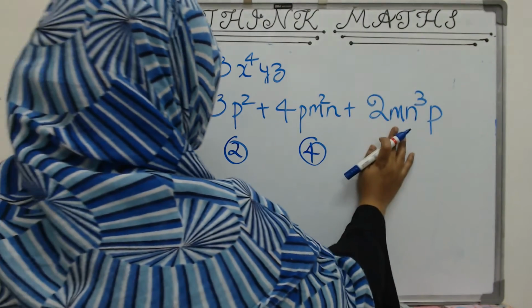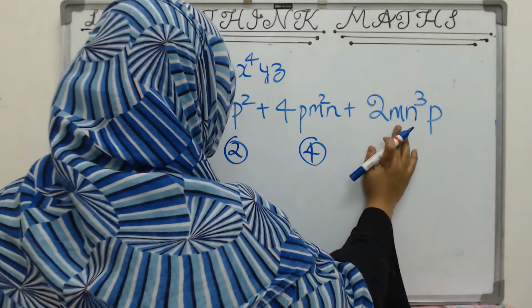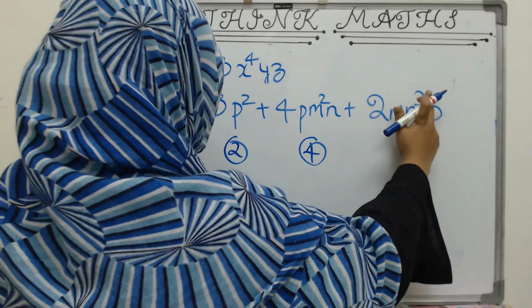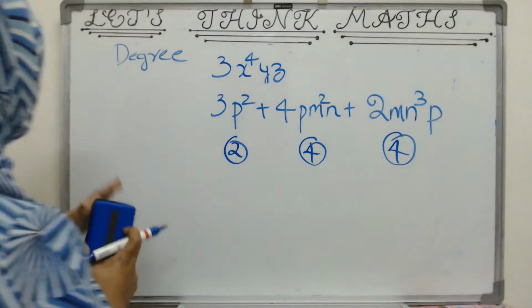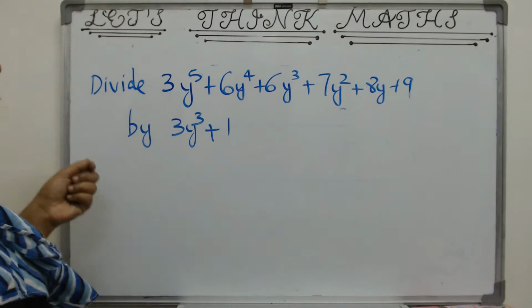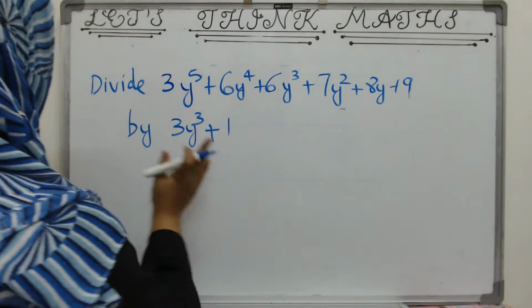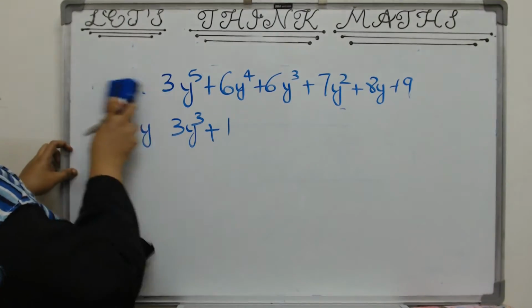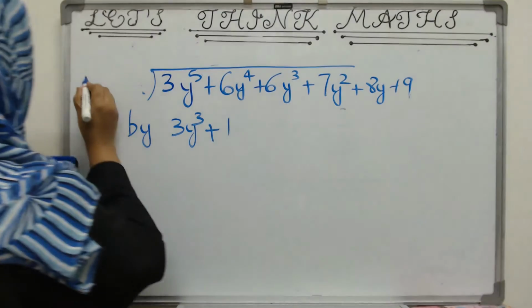Look here, what are the variables? m, n and p. And what are the powers of those variables? 1 plus 3 plus 1, 4. So the degree of this polynomial is 4. Now let us see how to divide this expression by 3y cube plus 1. We will start the usual way. We will do this and put our divisor here.